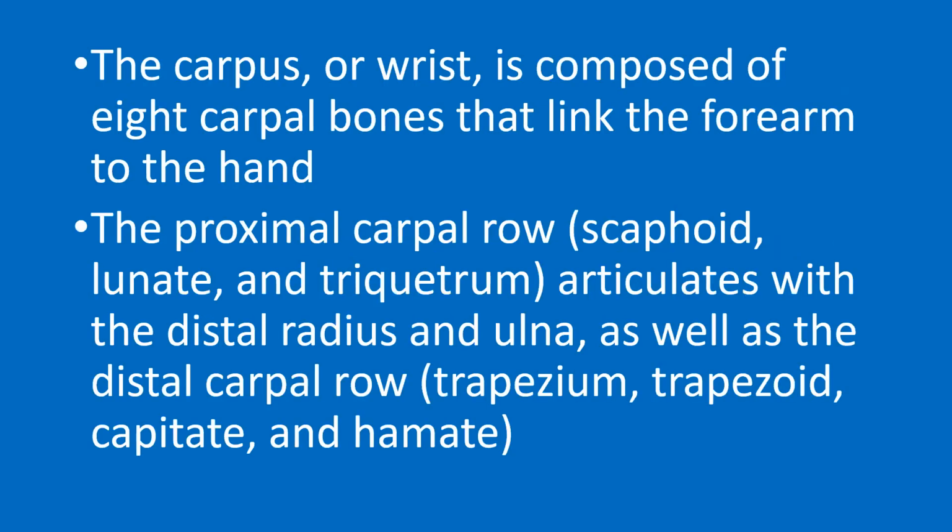Briefly, anatomy and biomechanics. The carpus or wrist is composed of 8 carpal bones that link the forearm to the hand. The proximal carpal row, the scaphoid, the lunate, and the triquetrum, not forgetting the pisiform, forms the proximal row. These 4 carpal bones articulate with the distal radius and ulna, and distally they articulate with the trapezium, the trapezoid, capitate, and hamate.